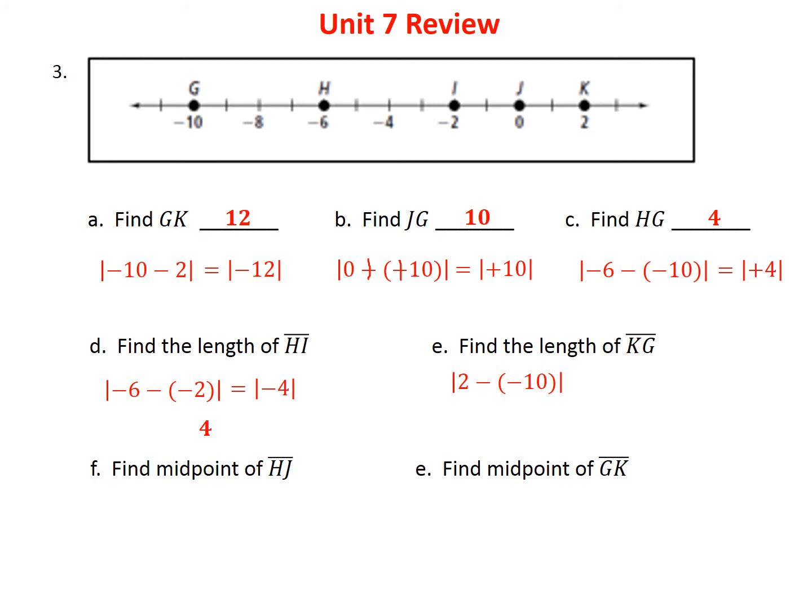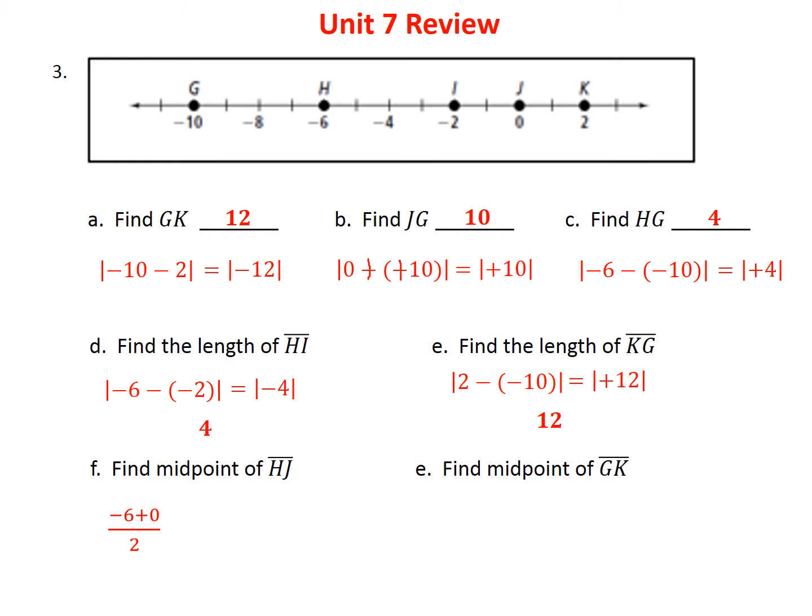The length of KG, K is 2 and G is minus 10. Once again, we're subtracting a negative number, so we can change that to adding the opposite or adding a positive. So 2 plus 10 is 12, and so the absolute value of that is positive 12. Remember, all the answers on this one are going to be positive.